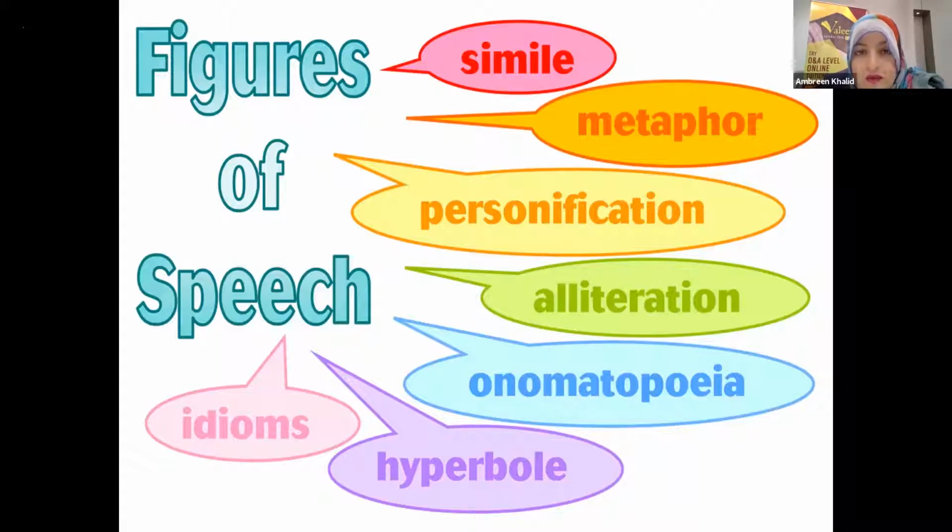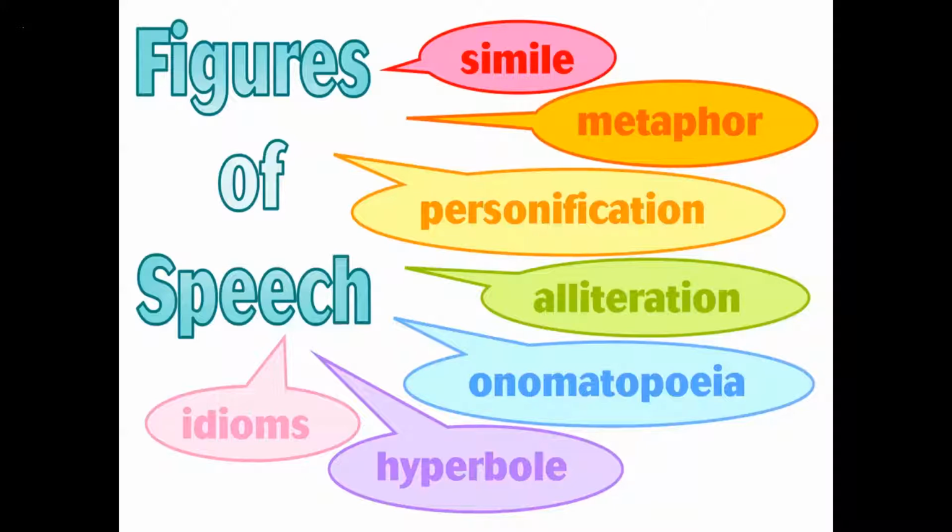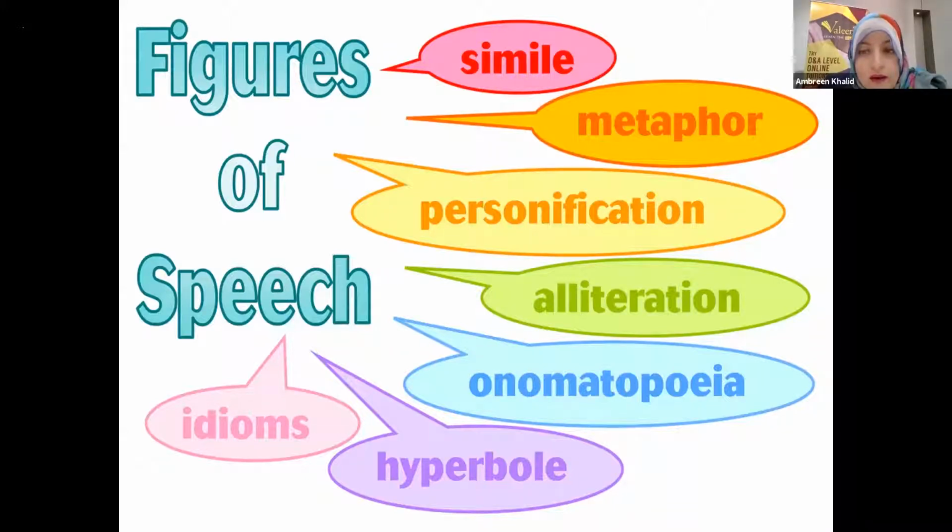But simile is, we say you are as smart as Einstein, okay? When we use the word as or like, that is simile, yes. You are just like my little brother. You are just as naughty as my little brother. So that is simile, okay?